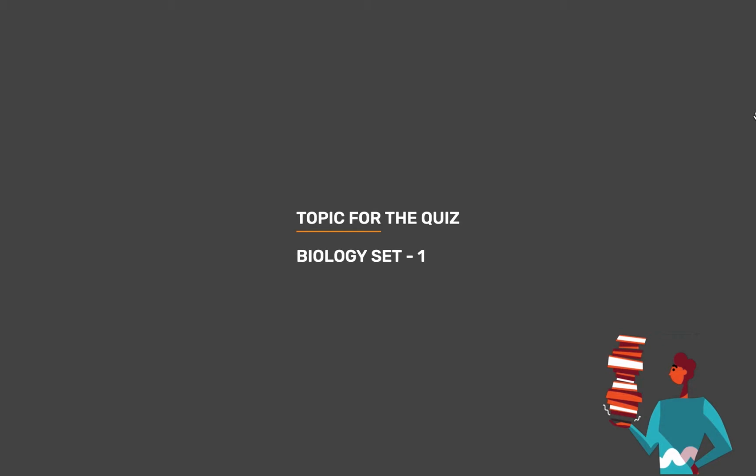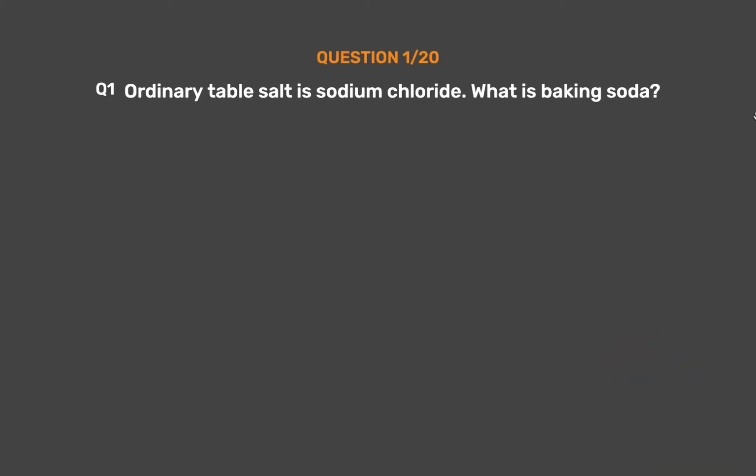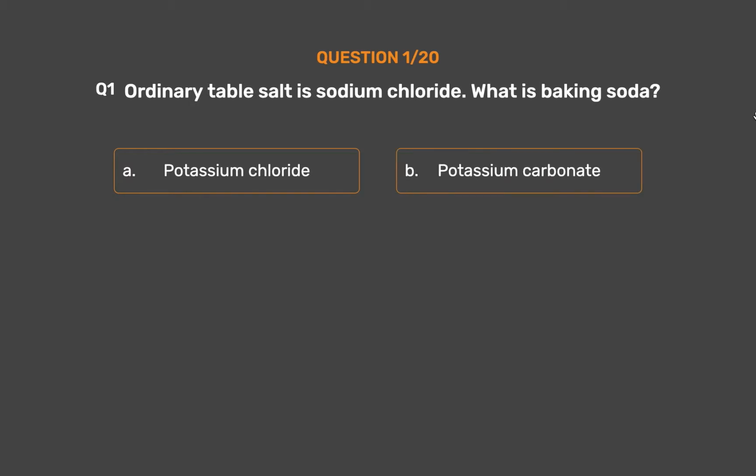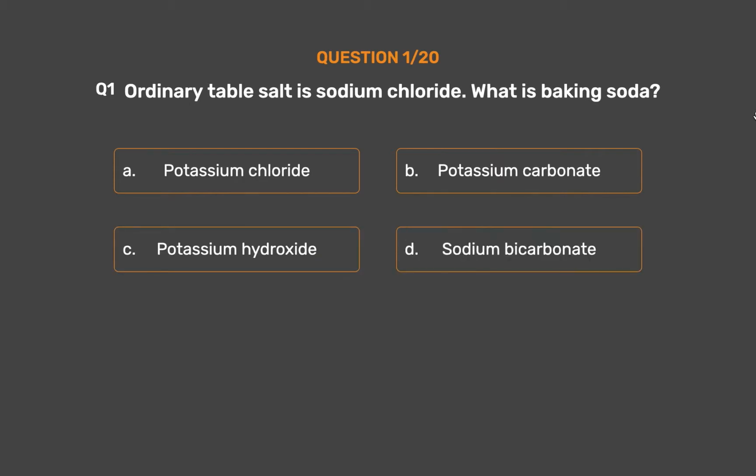Topic for today's quiz is Biology Set 1. Question number 1. Ordinary table salt is sodium chloride. What is baking soda? Option A. Potassium chloride. Option B. Potassium carbonate. Option C. Potassium hydroxide. Option D. Sodium bicarbonate.